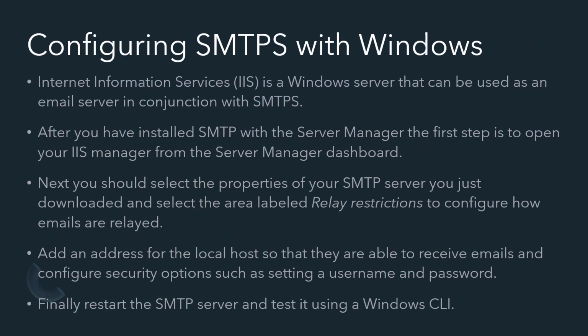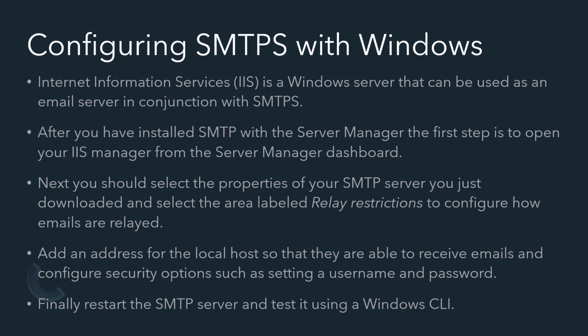Now let's discuss configuring SMTPS with Windows. Internet Information Services, otherwise known as IIS, is a Windows server that can be used as an email server in conjunction with SMTPS protocol. After you've installed the SMTP server with the Server Manager, the first step is to open your IIS Manager from the Server Manager dashboard. Next, by right-clicking on your SMTP server, you should select the area labeled Relay Restrictions to configure how emails are relayed.